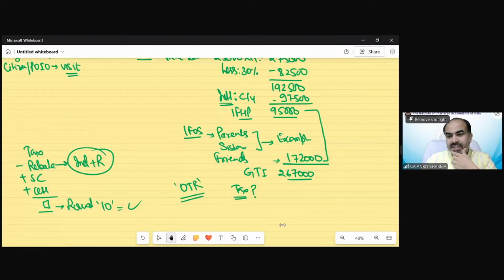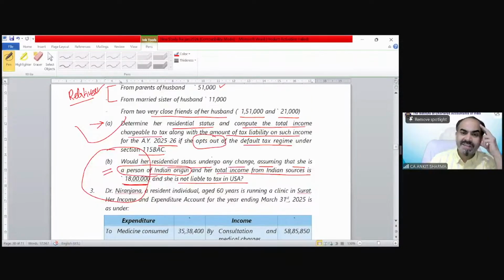Yes, the correct answer is 880. There would not be any rebate. Why? Because she is a non-resident. Well done. Okay, those who have given the correct answer, well done. And now the second part. The second part was saying, would her residential status undergo any change, assuming that she is a person of Indian origin and her total income from Indian source is 18 lakh rupees and she is not liable to tax in the US. Now it is a very interesting question.